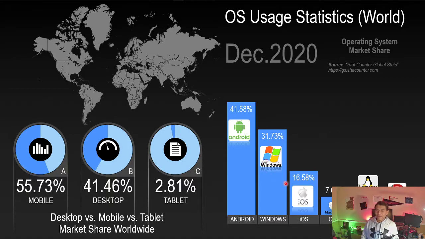And this is the breakdown as you see right here. 41.58% Android, Windows is 31.73, iOS, meaning Apple mobile devices, 16.58, 7.08 is Mac OS. That is the operating system that resides on the Apple laptops and desktops, different from mobile devices, so it's called Mac OS.